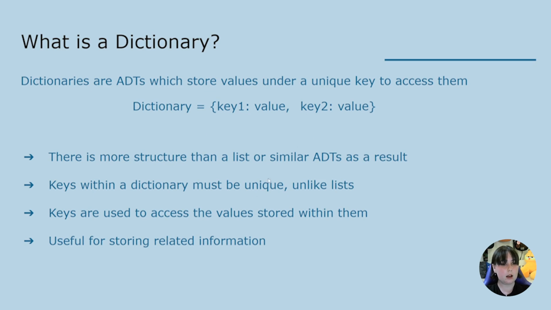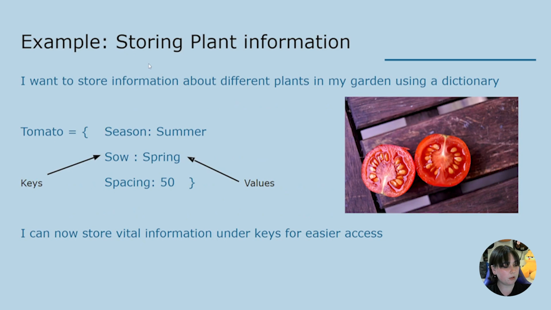They're also very useful for storing related information, as we'll see in a moment. So I want to store information about my tomatoes, so I have the correct information and I can access it very easily. I've made a dictionary called tomatoes, and within that dictionary I've stored keys for the related information that I think would be really useful to know. So the season that they grow in, the sowing season, and the spacing are the three things that I've added right now. The values are: the season would be summer, the sowing season would be spring, and the spacing would be 50 centimeters. So now that I've stored this vital information, I can access it much easier.